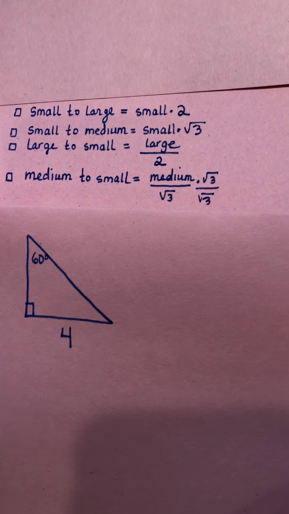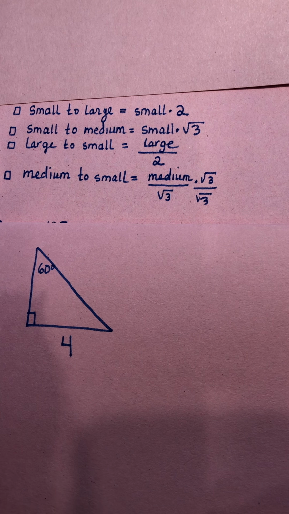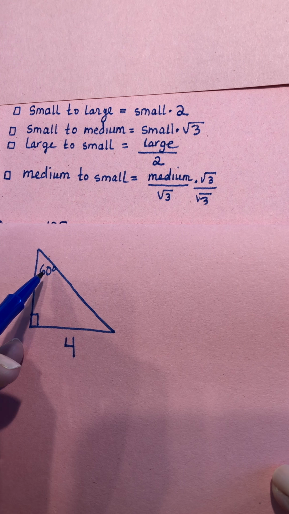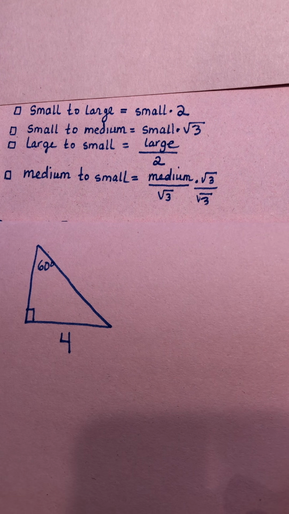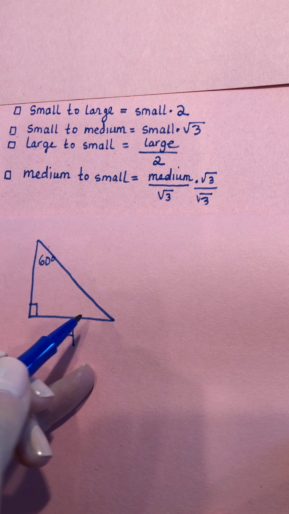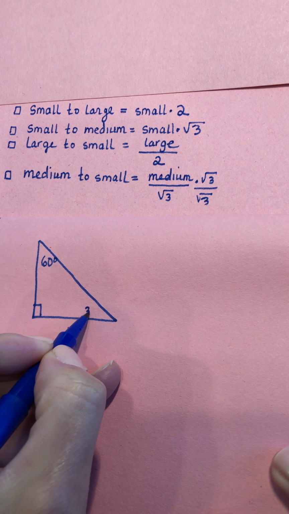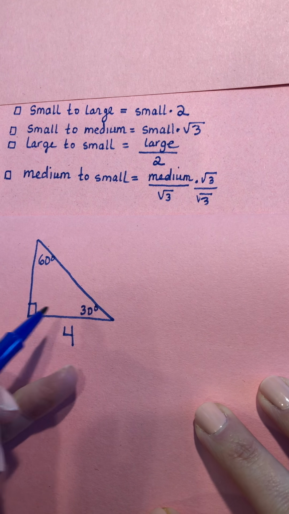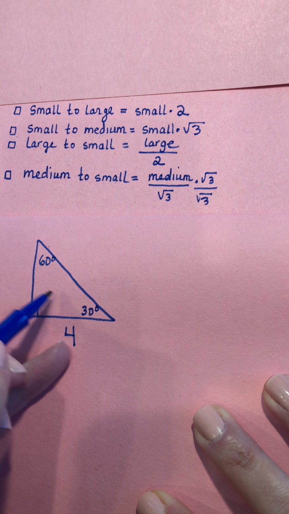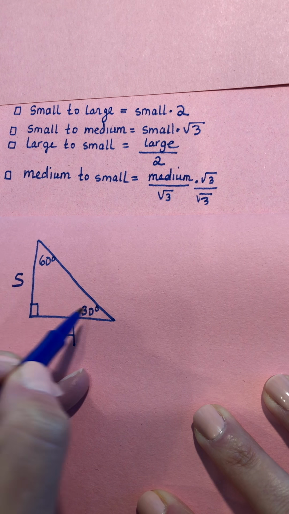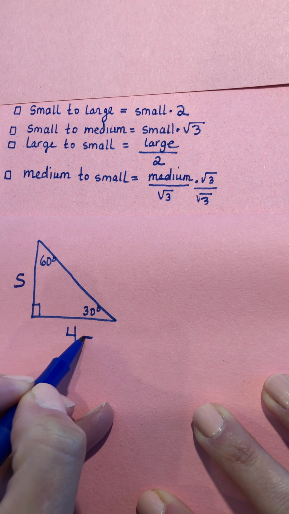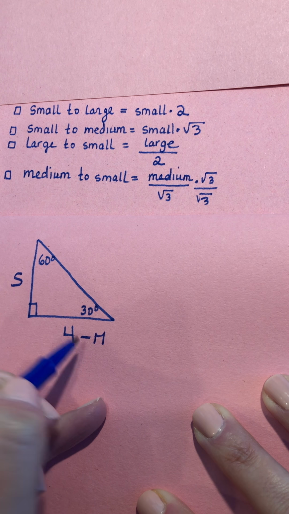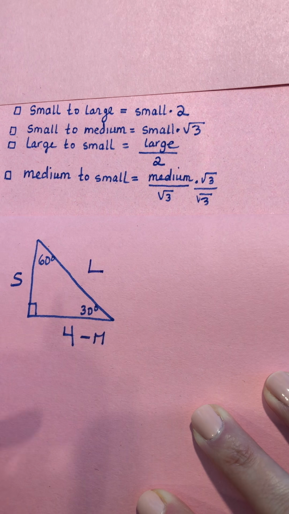In the next example, I am given a 60-degree angle. And again, notice I am missing my third angle. Now at this point, you guys know that that's a 30-degree angle. So make sure you fill those in before you start. Next, you're going to label your sides. This is my small side across from my small angle. This is my medium side across from my medium angle. And this is my large side.